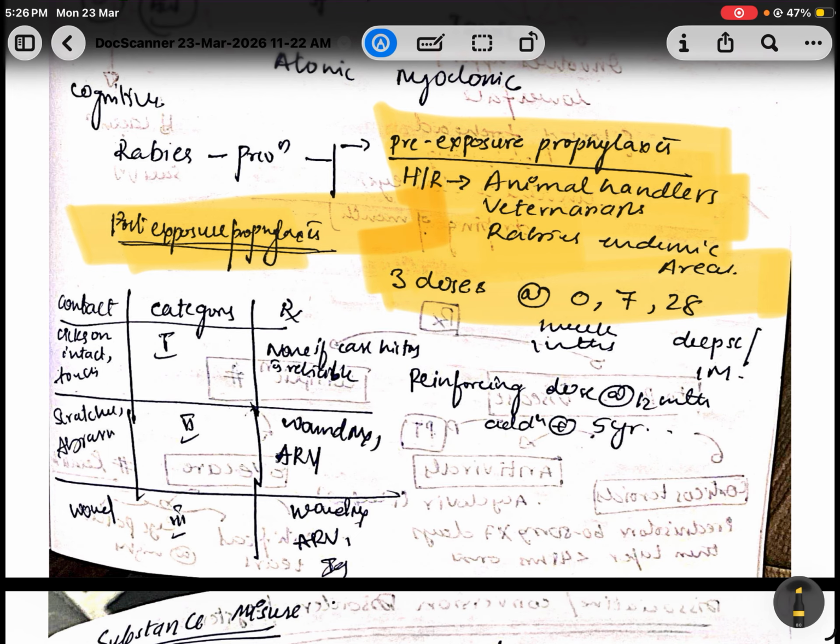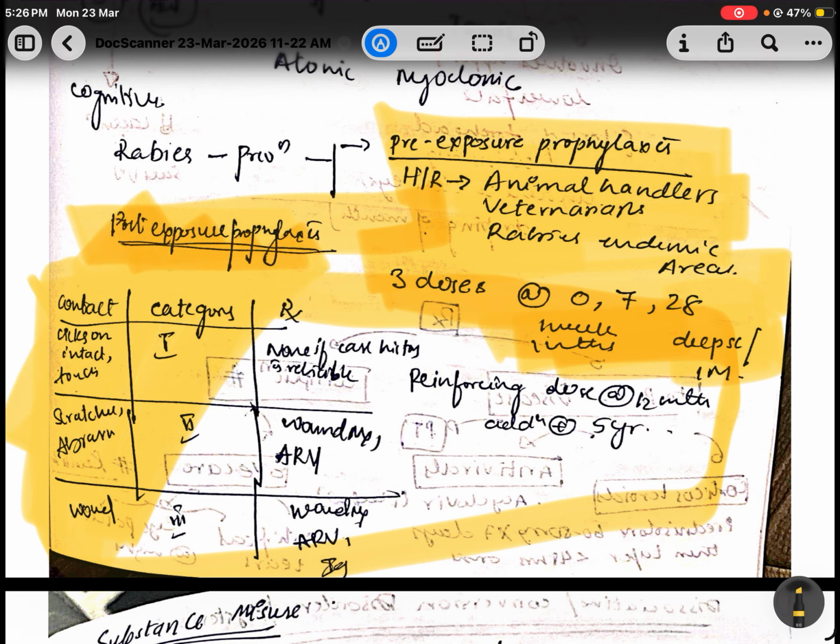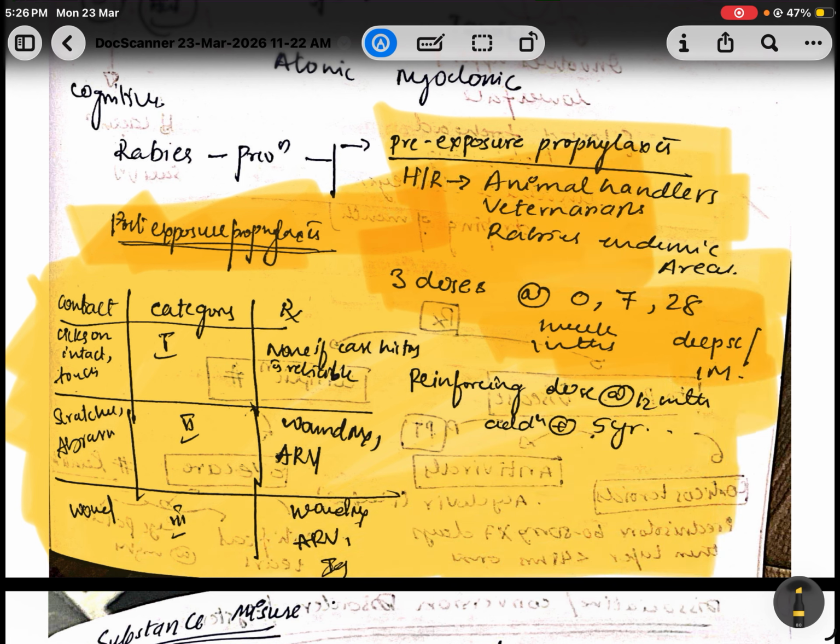So I mentioned that. In pre-exposure, you just give vaccination, but here you give, based on the category of the wound, both vaccination and immunoglobulins. I want to emphasize this because it is asked in and out. I am sure you have studied it in community medicine, but I want you to study it here also because this is super important, and I feel this can be a 3 marker this time. So it's an important question.